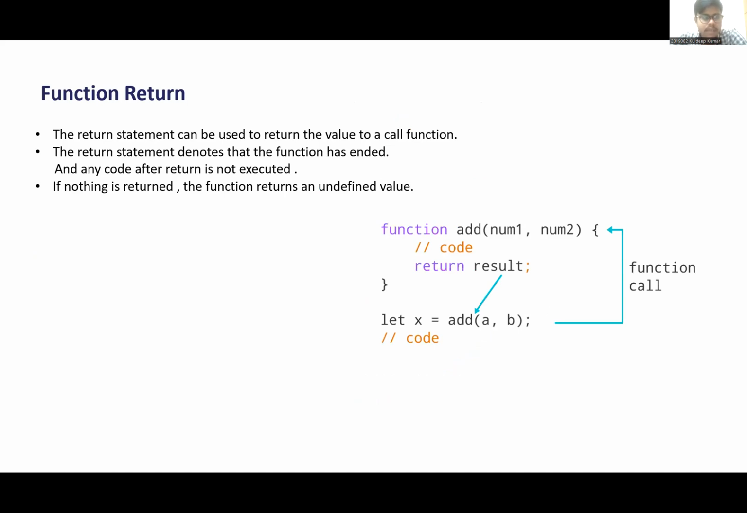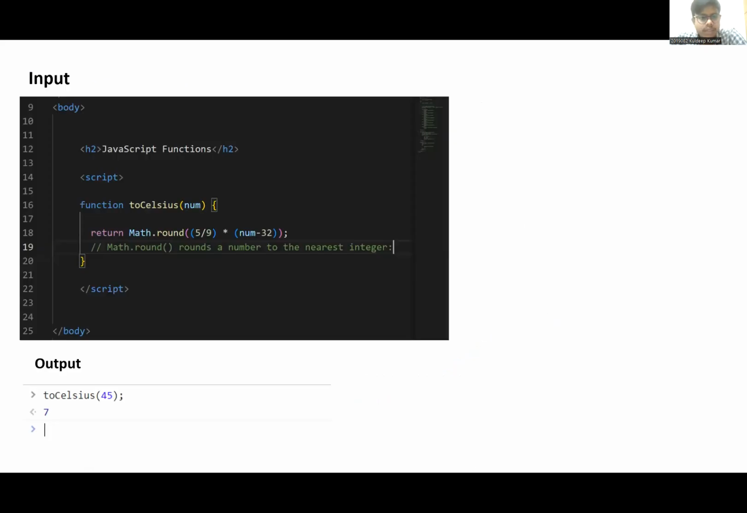And this is function return. The return statement can be used to return a value to the calling function. The return statement denotes that a function has ended. If nothing is returned, the function returns an undefined value. So this is an example. This is the function body, and here we declare a function. The function name is toCelsius, and we pass a parameter of 45. It will convert to Celsius, and then it returns, so we get the output as 7.